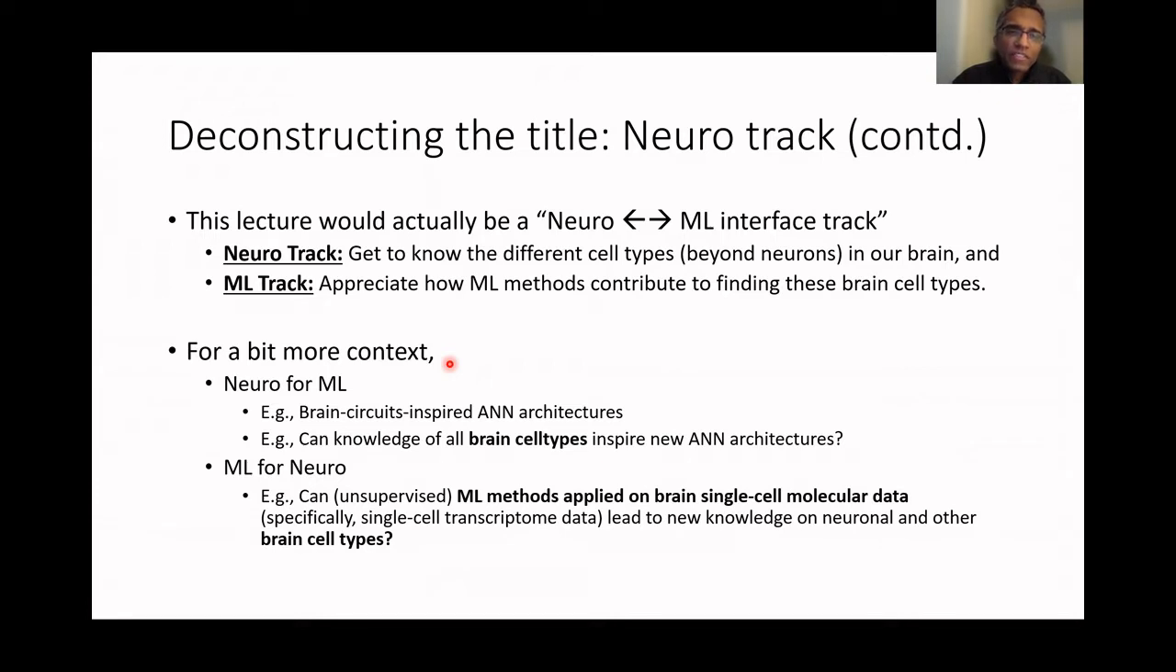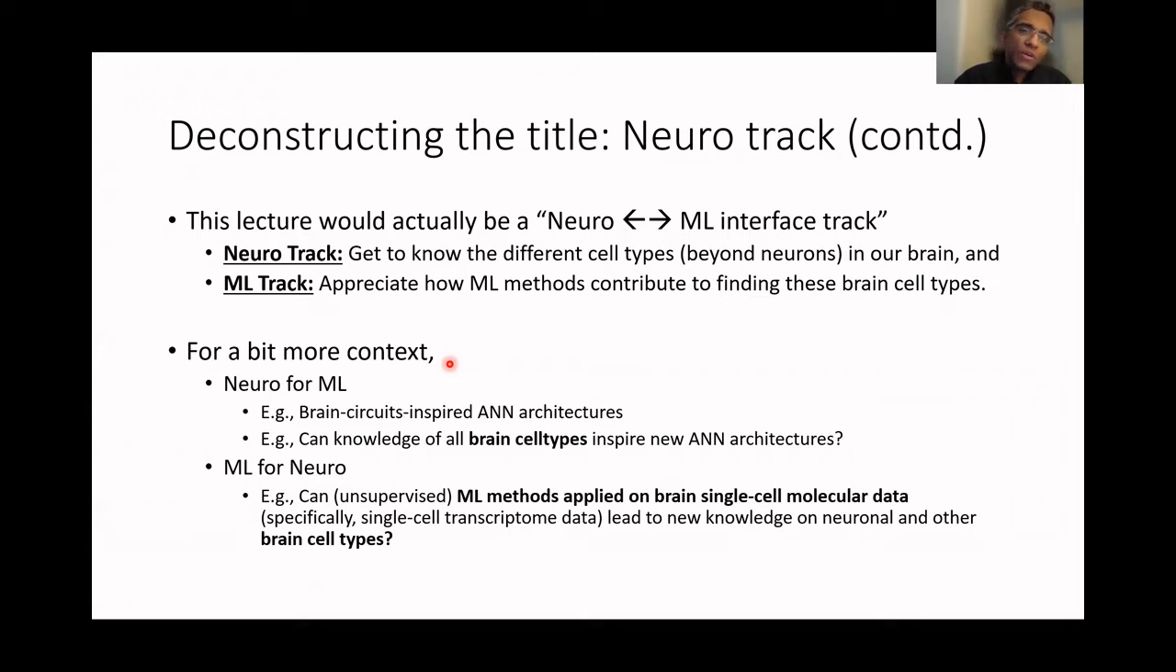And then the other part is this ML for neuro: can we understand better how the ML methods actually reveal what cell types and cell subtypes are present in the brain? And so that specifically means there are recent technological advances on obtaining single cell data at a very high, molecular resolution, and unsupervised ML methods such as dimensionality reduction and clustering can be applied on these data sets to identify both neuronal and non-neuronal brain cells.